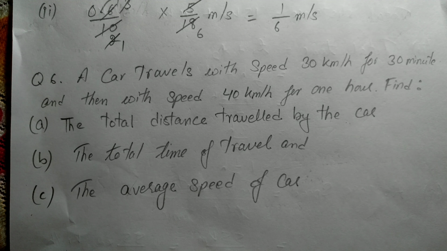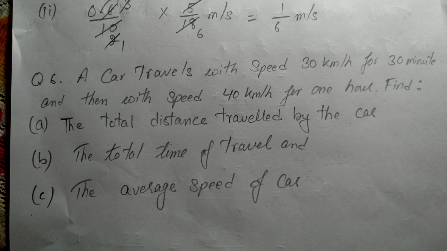This is the second part of the video on the numerical problems from the chapter Motion for class 7. This is the last question actually. A car travels with a speed of 30 km per hour for 30 minutes and then with a speed of 40 km per hour for 1 hour. From these data you're supposed to find the total distance traveled by the car, the total time of travel and the average speed of the car.